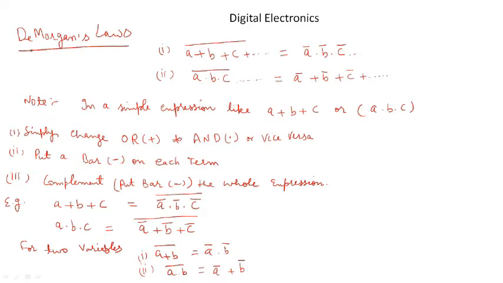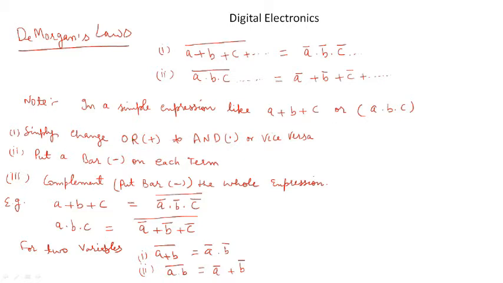Next is De Morgan's law. These are very important in solving Boolean expressions. The first De Morgan law is that (A plus B plus C), if there are three variables, whole complement will be equal to A bar dot B bar dot C bar. The second law is that (A dot B dot C) whole complement is equal to A bar plus B bar plus C bar.